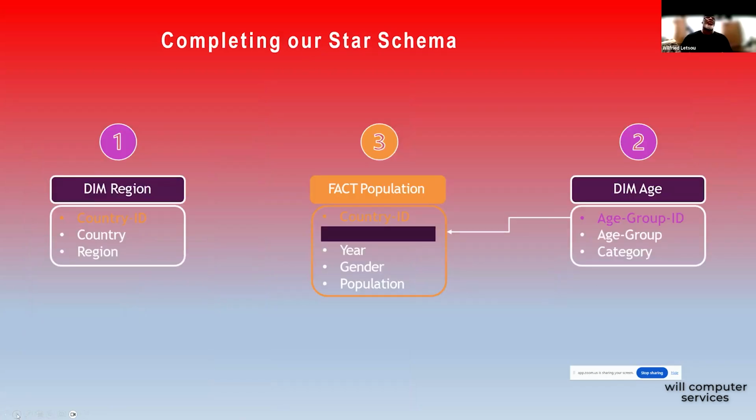Okay, completing our stuff. So here we have number one dim table, which is country ID, country and region. And we have the fact table, fact population, and all this. It continues telling us about the dim table. You can see here we can easily connect the country ID to this one, no problem. Like they connect the age group ID to this one. This is the age group ID. But if we don't have anything matching here, there's no connection that can be done.